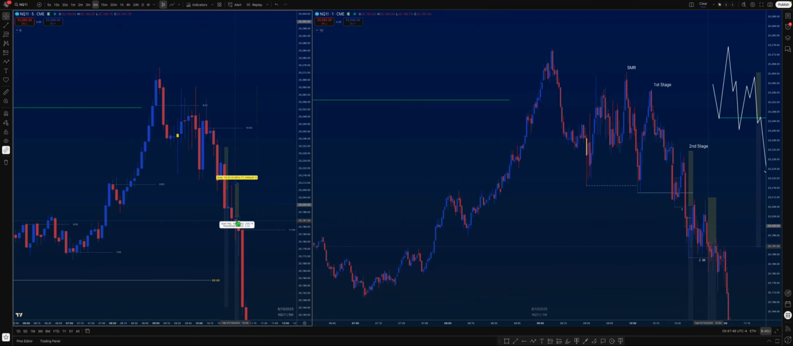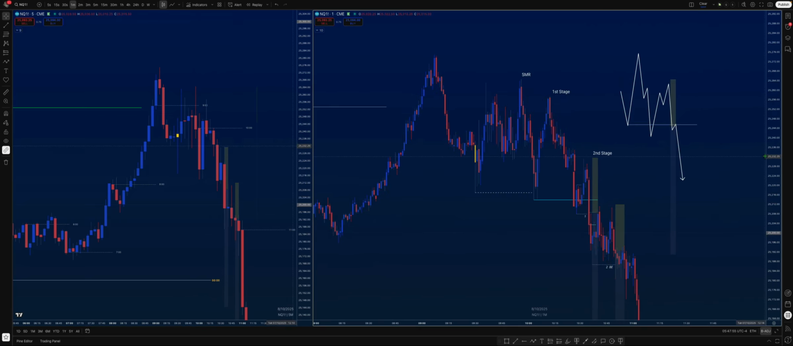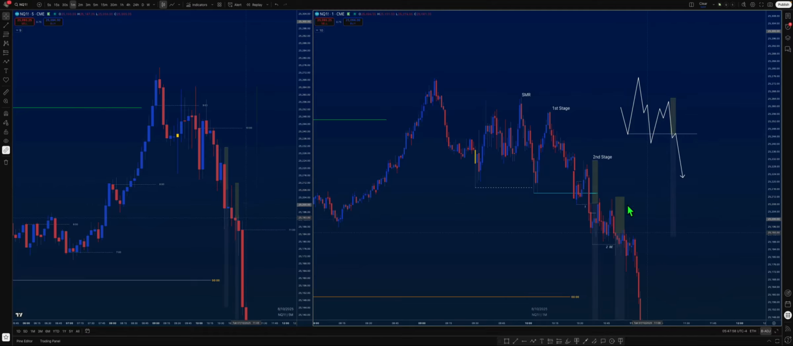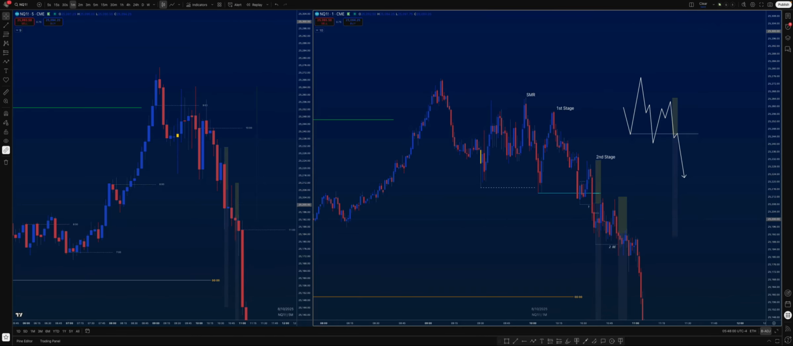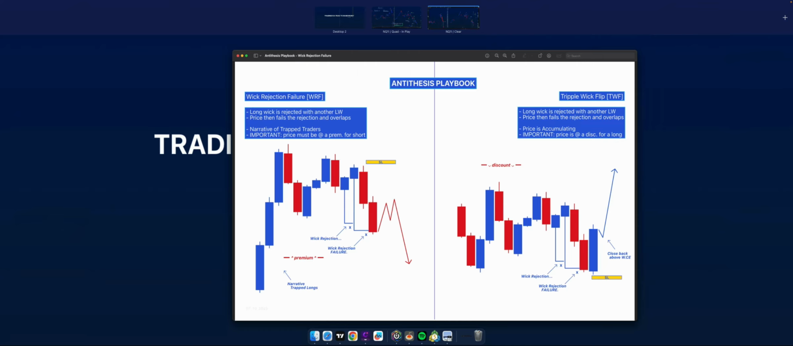So that's the impulse rejection failure, and this is an impulse failure swing to impulse rejection failure, which is a mouthful, but yeah. I'll show a few examples of this scenario really quick if I bring up a Notion.